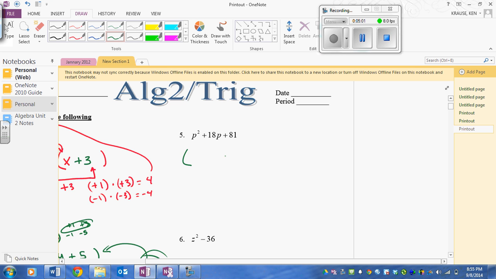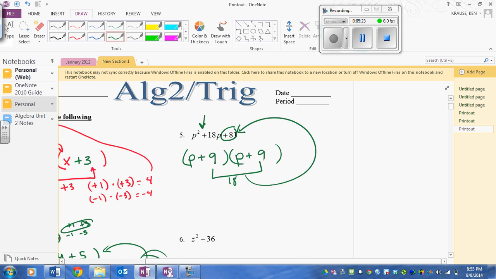Again, this is a rather simple one, only because we need a pair that multiplies to 81. But because it's positive, the signs have to be the same. And this will tell me that the signs are both going to be positive, because they have to multiply to a positive and add up to a positive. And that's just 9 and 9, because 9 times 9 is 81, and 9 plus 9 is 18.